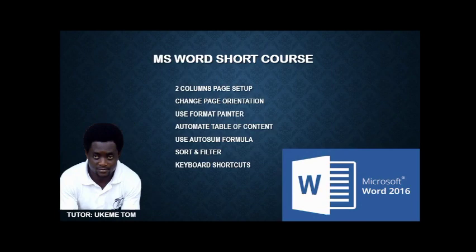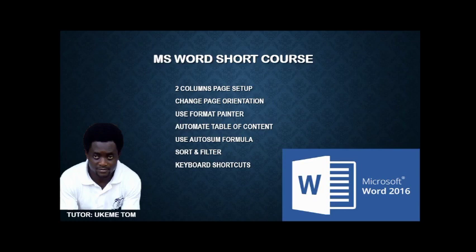In MS Word, you're going to learn how to insert two columns in one page, how to partition your page into two columns, and then how to change orientation from landscape to portrait both in one document, and then how to use Format Painter, the most important tool that is always overlooked. And then we are also going to look at how to automate table of contents and how to use the AutoSum formula, which is in Microsoft Excel, how to use it in Microsoft Word.